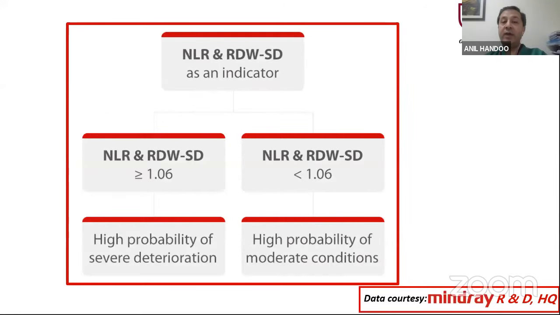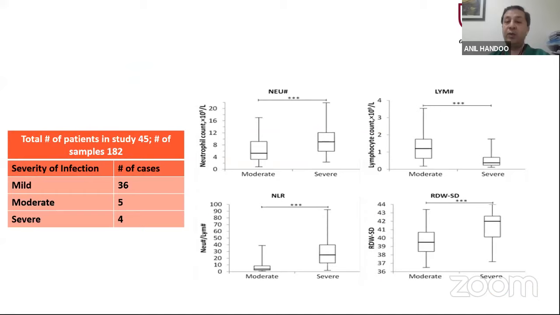So they have recommended NLR, that is the neutrophil to lymphocyte ratio, with RDW as an indicator. And if the value is more than 1.06, it is likely that the patient will deteriorate. And if the value is less than 1.06, it's likely that the patient will either remain in the moderate condition or become better as far as the disease state is concerned. Now, there are other parameters also which are looked at the same time. These are studies which I'm quoting from Mindray headquarters itself.